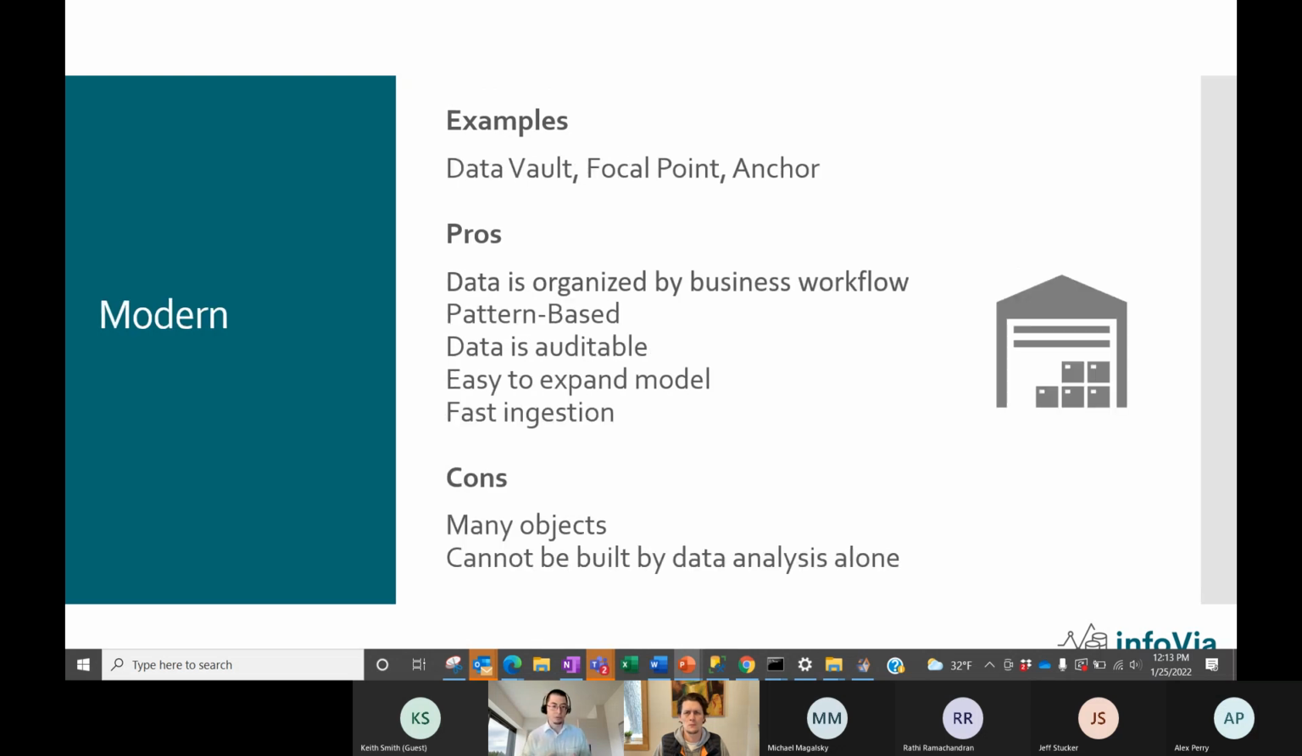All right, finally, we have the modern warehouse, which is what Mike is going to be talking about shortly. It's using an ensemble type methodology. You'll usually hear it called Data Vault. Some lesser known ones are called Focal Point and Anchor. And this has accounted for all these issues we found earlier. We can expand on this very quickly.